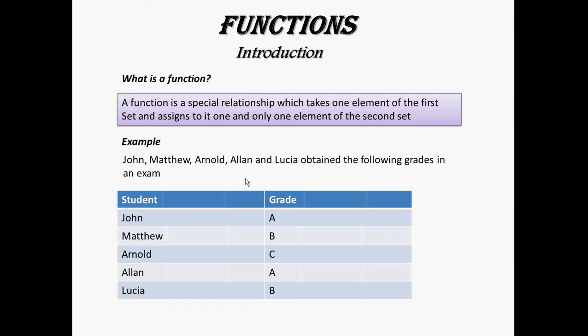For us to understand what a function is, let us look at an example of 5 students who sat for a mathematics exam and obtained the following grades. Here we have got a list of our students, and here we have got a list of the grades which they obtained. Notice that if you pick a name from the list of students, you will find a corresponding grade from the list of grades. And also notice that each student has got one and only one grade assigned to him. There is no student who has got 2 or more grades.